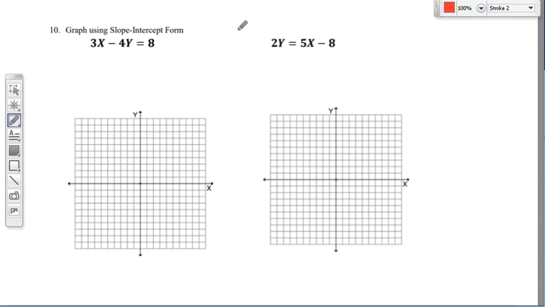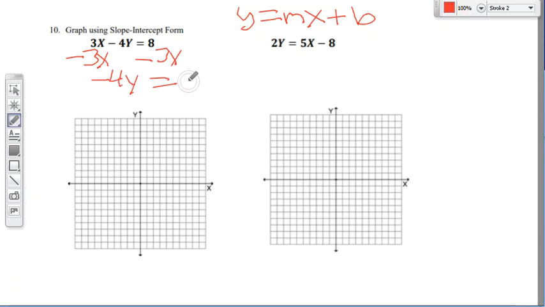Graph each using slope-intercept form. Okay, so remember, slope-intercept form is y equals mx plus b. So if we're going to graph using slope-intercept form, we need to solve for the y. We need to identify our slope and our y-intercept. Okay, so to solve for the y here, we would subtract 3x from both sides, which gives us -4 times y equals 8 minus 3 times x. Then we would divide everything by -4.